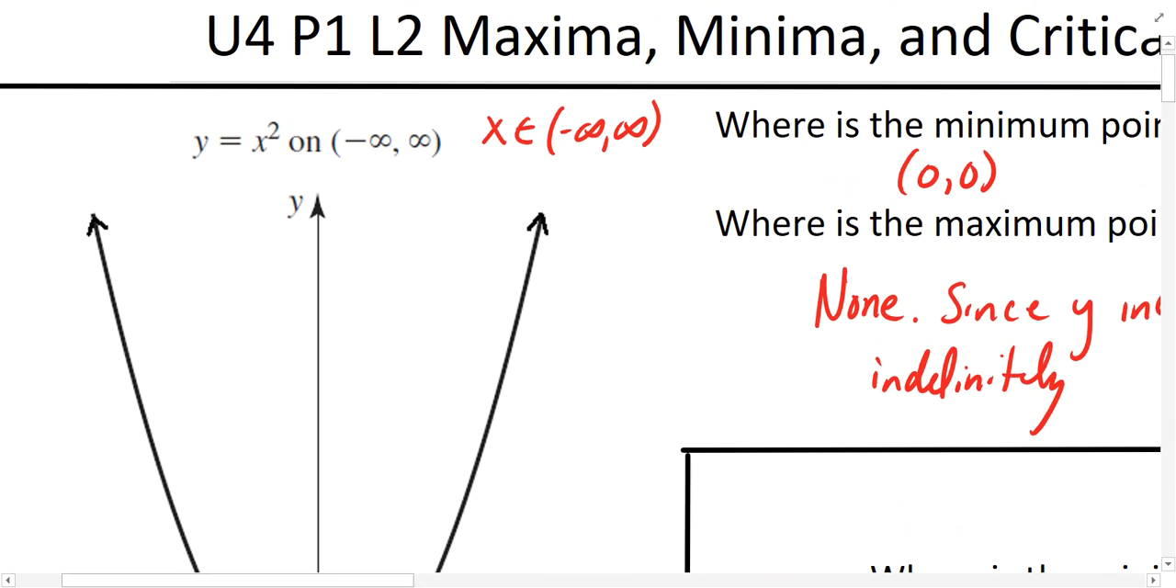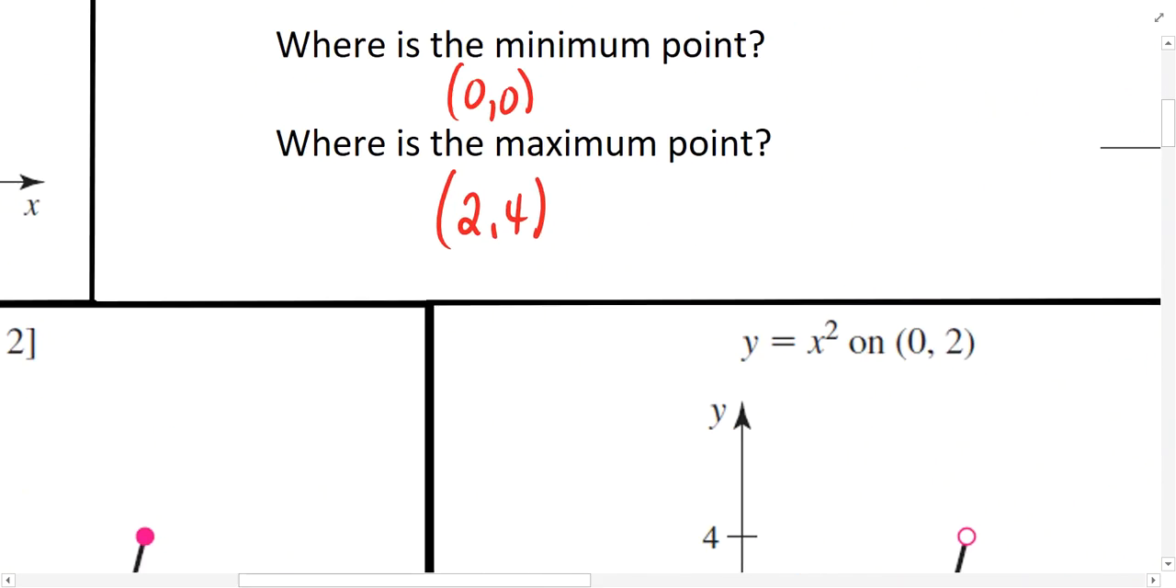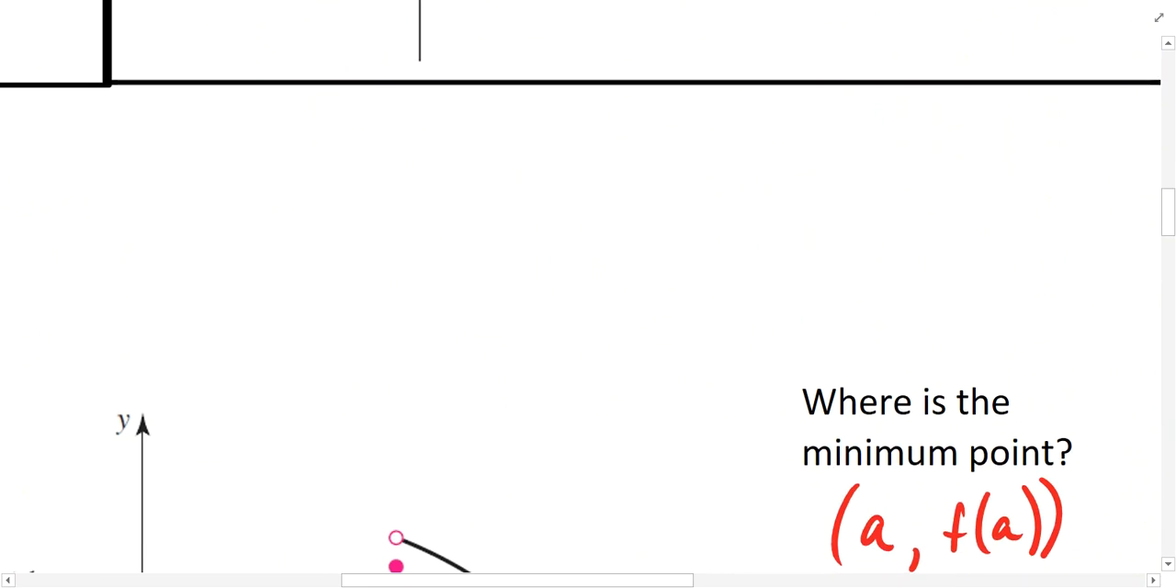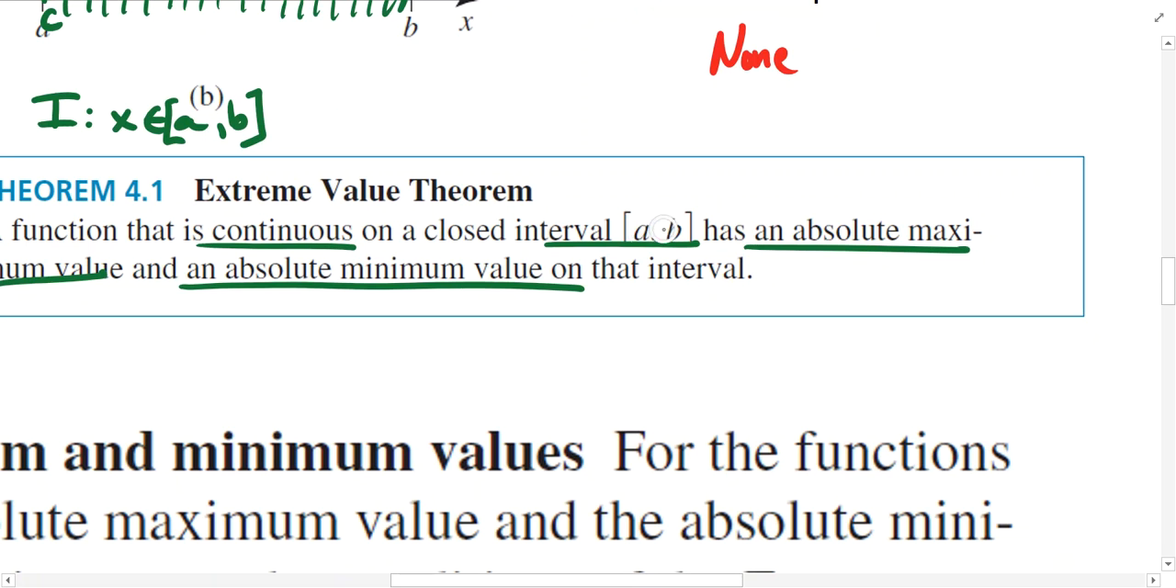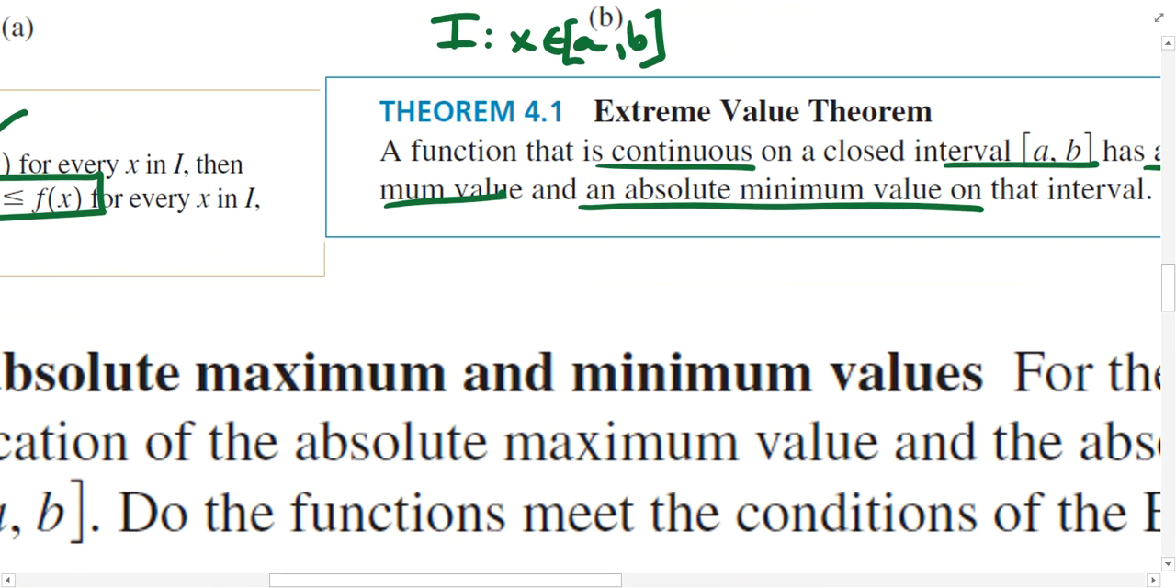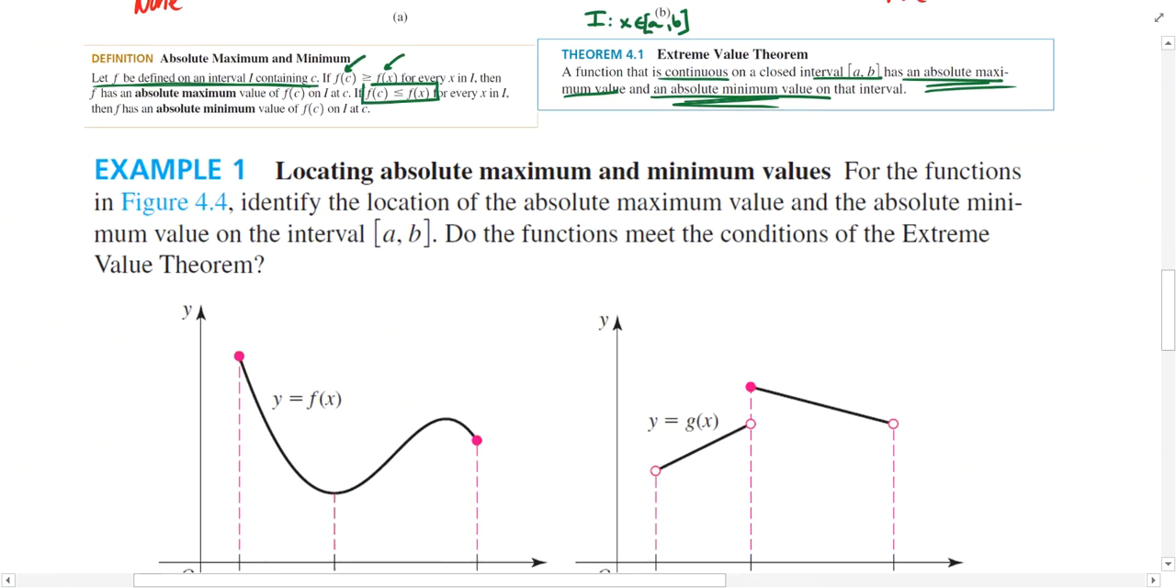On this example here, we had an open interval, so that didn't count. But as long as we have a graph or a function on a closed interval, which means it has two endpoints that are included and is continuous in between, there will always be some absolute maximum value and some absolute minimum value.